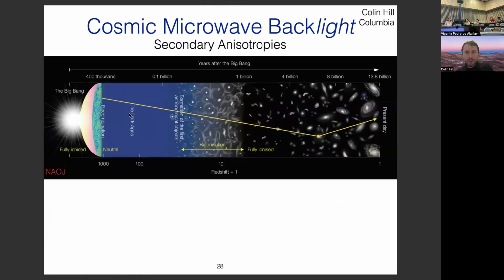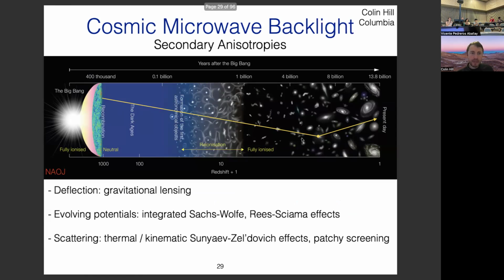Okay, so let me just briefly explain what I mean by secondary CMB. The CMB secondary anisotropies are signals imprinted into the CMB due to physics operating as the photons propagate through the universe on the way to our telescope. So there are some famous ones that you will have heard about, like gravitational lensing of the CMB, where the path gets bent by the gravity of large-scale structures.